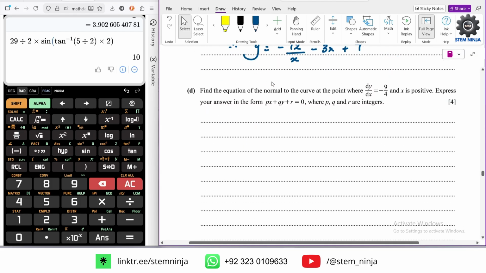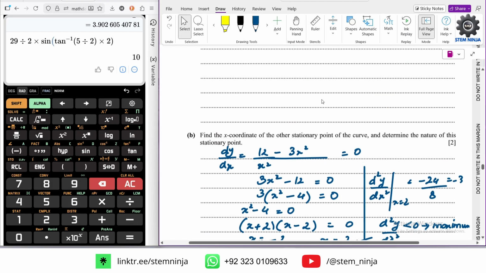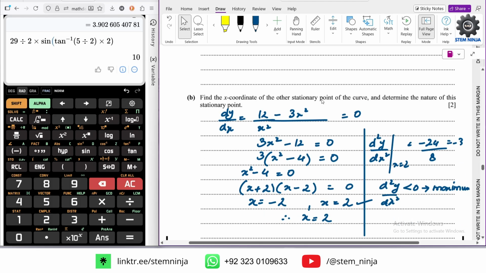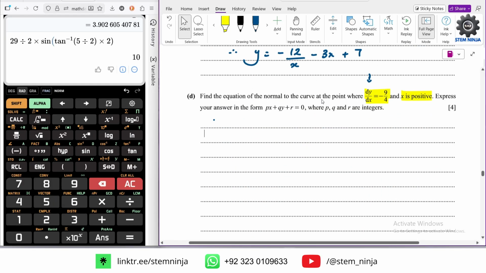Okay. Find the equation of the normal to the curve at the point where dy by dx is minus 9 over 4 and x is positive. Express your answer in the form this. Okay, so first off, we need to figure out the x coordinate at this point. Okay, so dy by dx is this thing, 12 over x squared minus 3.